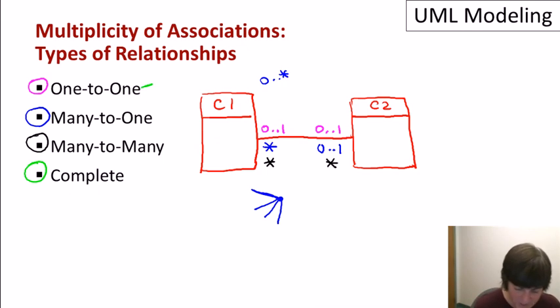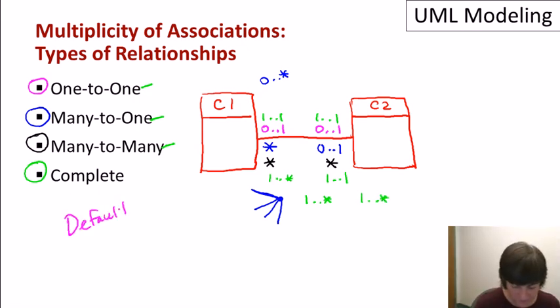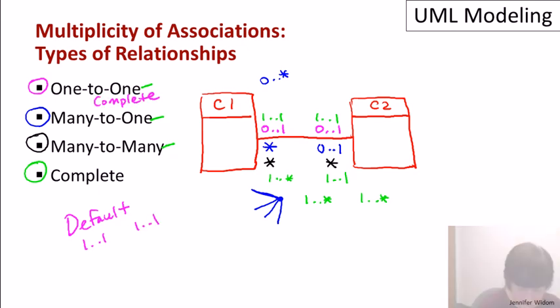So we can have a complete one-to-one, and that would be 1..1 on both sides. We could have a complete many-to-one, and that would be on the left side 1..star and on the right side 1..1. And finally, a complete many-to-many would be 1..star on each side. As a reminder, the default, if we don't specify the multiplicity, is a 1..1 on both sides. So that would be a complete one-to-one relationship.